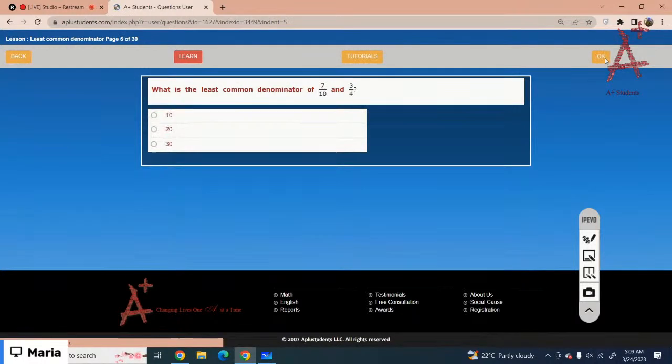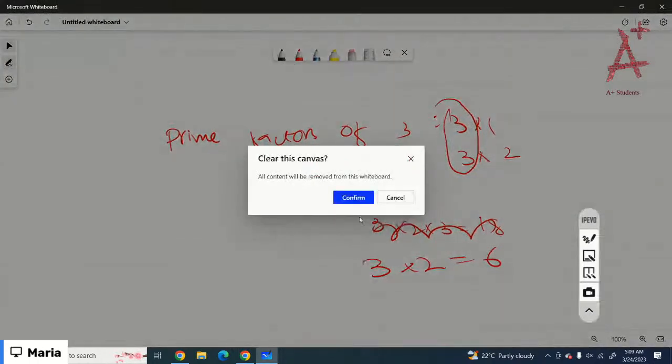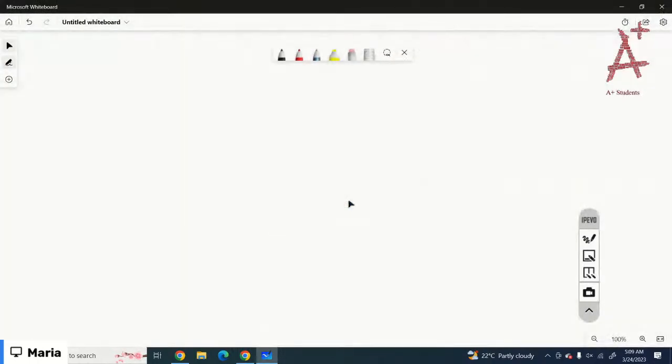Okay, the next one is what is the least common denominator of 7 by 10 and 3 over 4? So let's just write down the prime factors of 10 and 4. Got it?